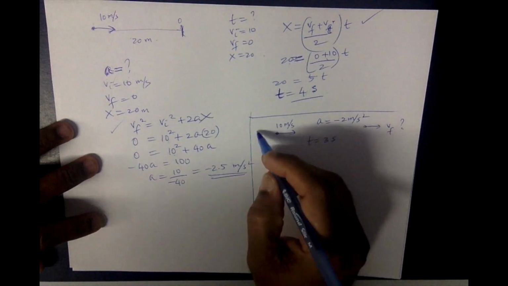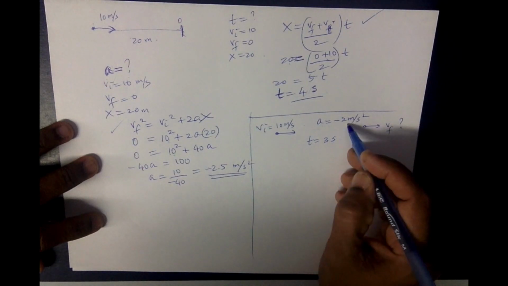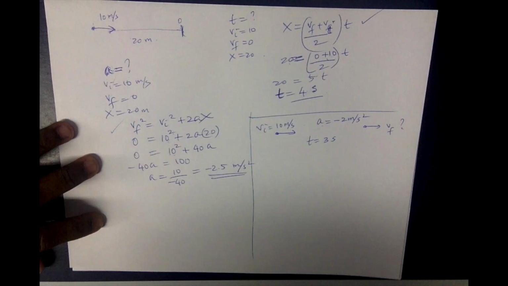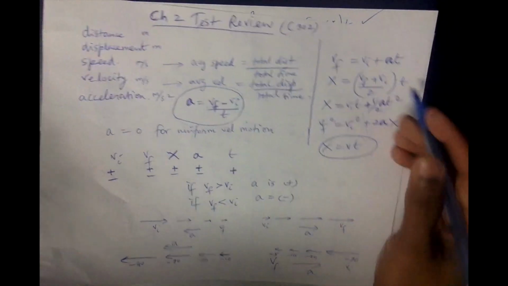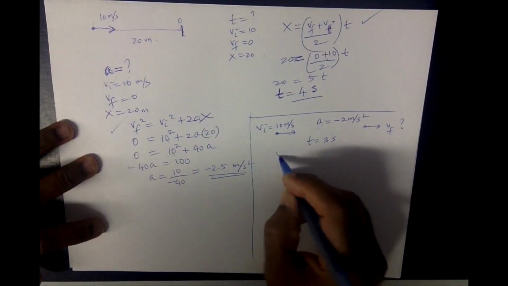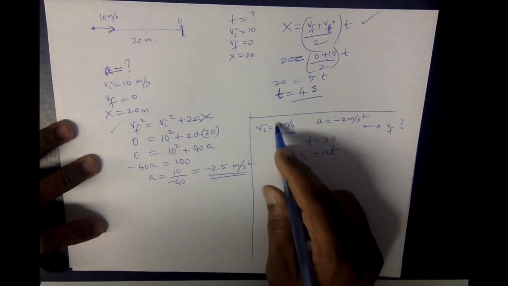So here initial velocity is given, final velocity is required, acceleration is given, time is given. What is not given to you is the displacement. So you have to pick an equation where displacement is not given, and that is this. We have Vf equals Vi plus at, and then substitute.